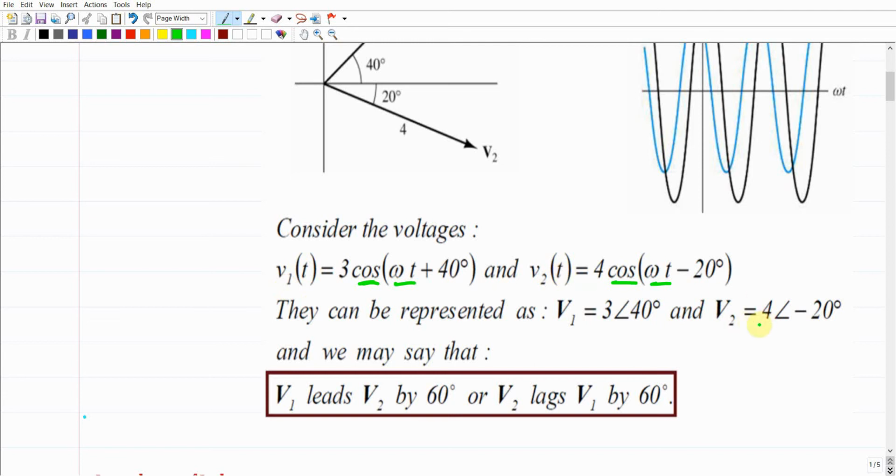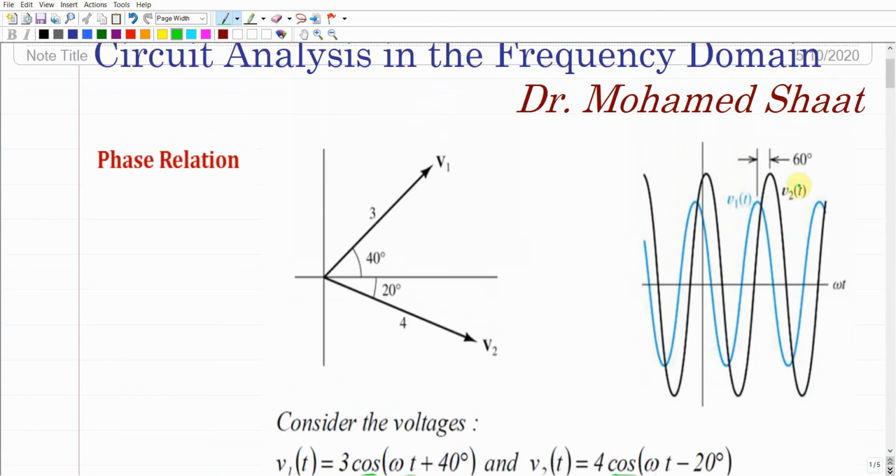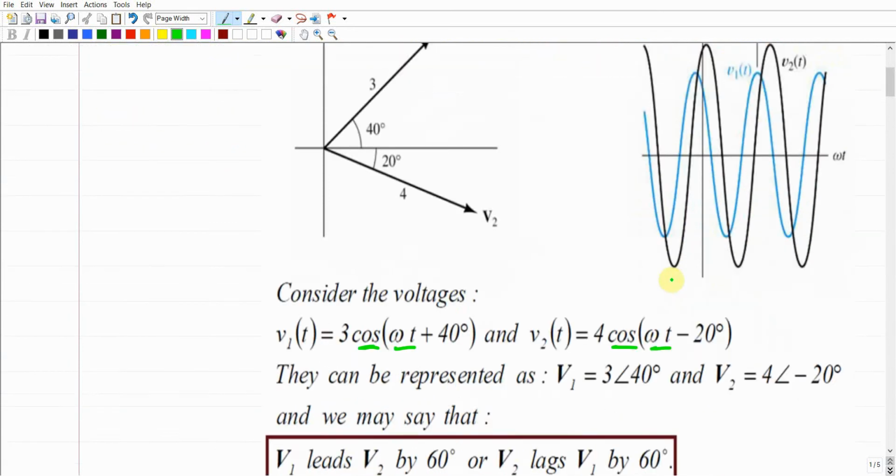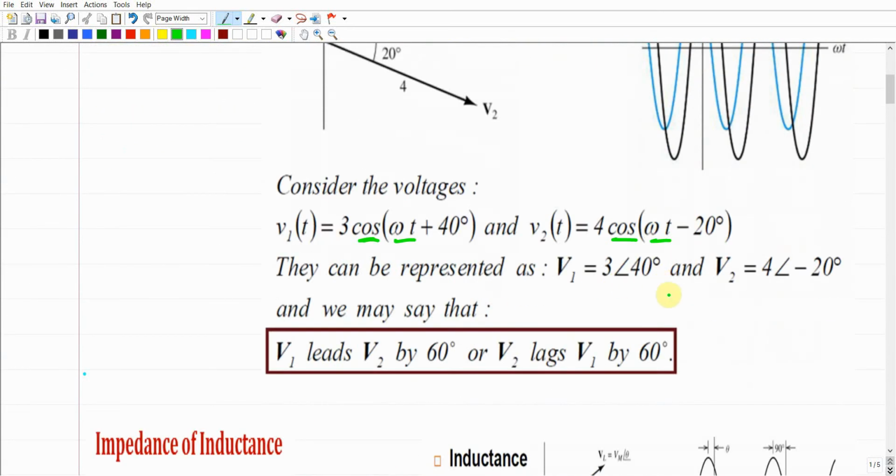The phasor form of V2 is going to be 4, which is the peak, and the angle is going to be negative 20. So these are the phasors of V1 and V2, from the sinusoidal forms as given. So this is the sinusoidal form, and this is the representation. If we decided to compare the relation between V1 and V2, the relation depends mainly on the phase angle. This angle is 40, and this angle is 20.